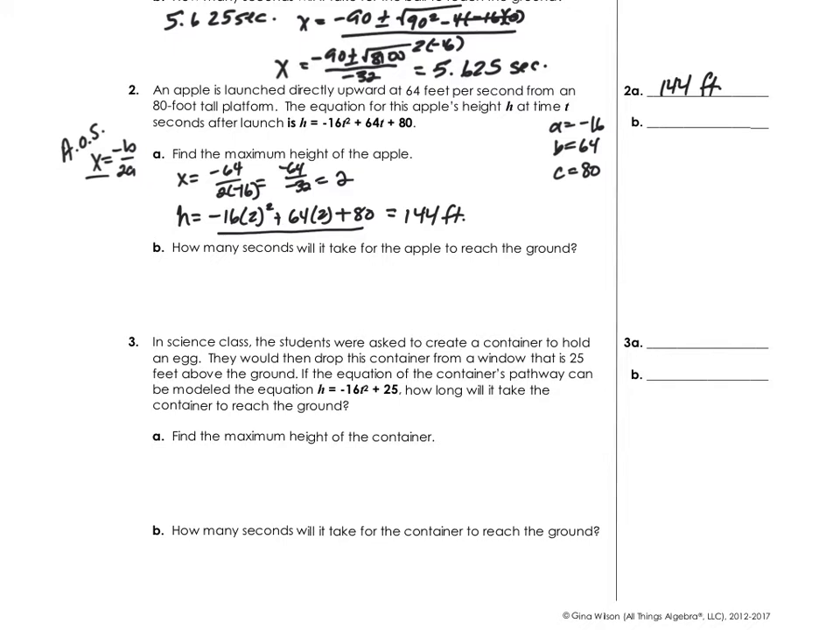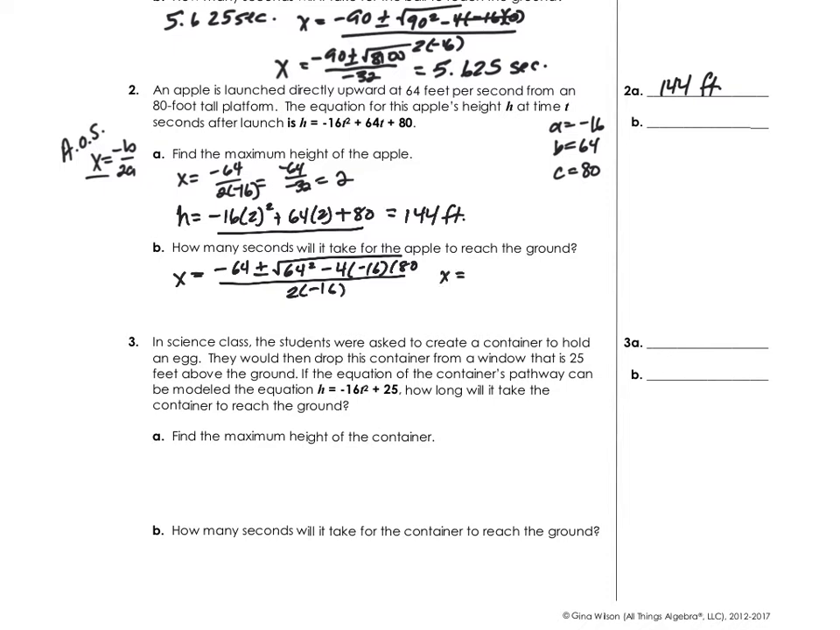Okay. B, how many seconds will it take for the apple to reach the ground? Once again, they're asking for the x-intercept. So x equals negative b plus or minus the square root of b squared minus 4 times a times c all over 2 times a.